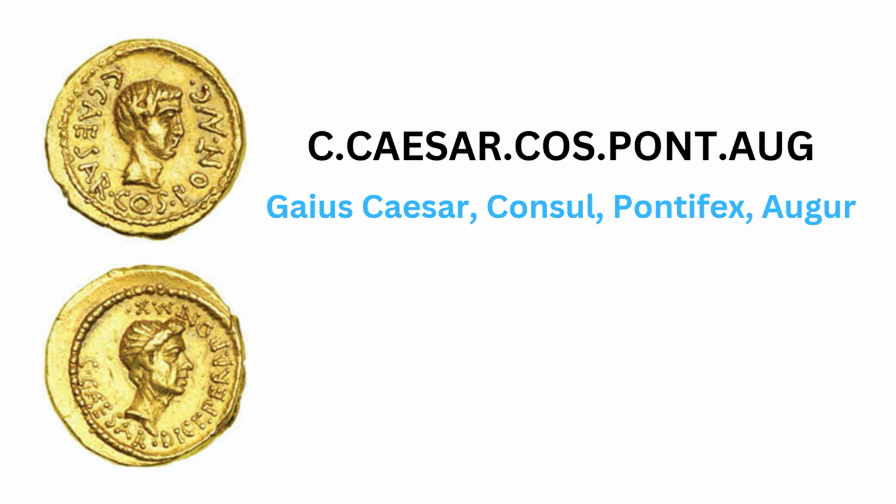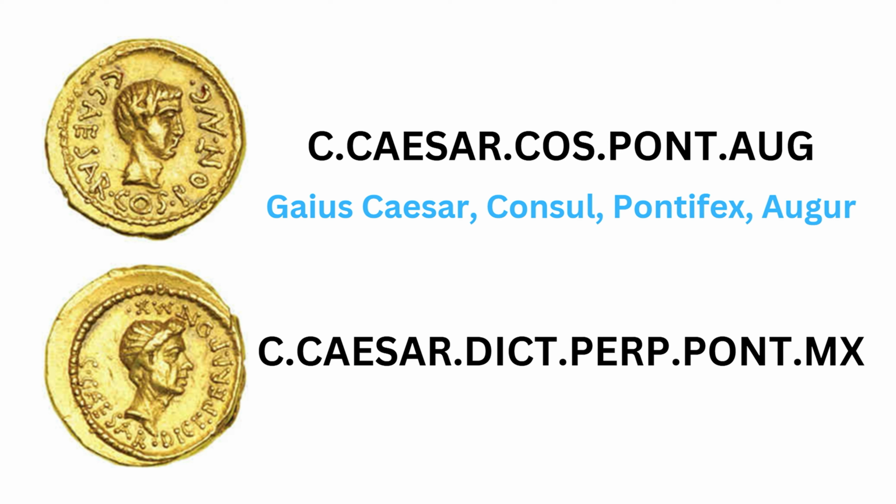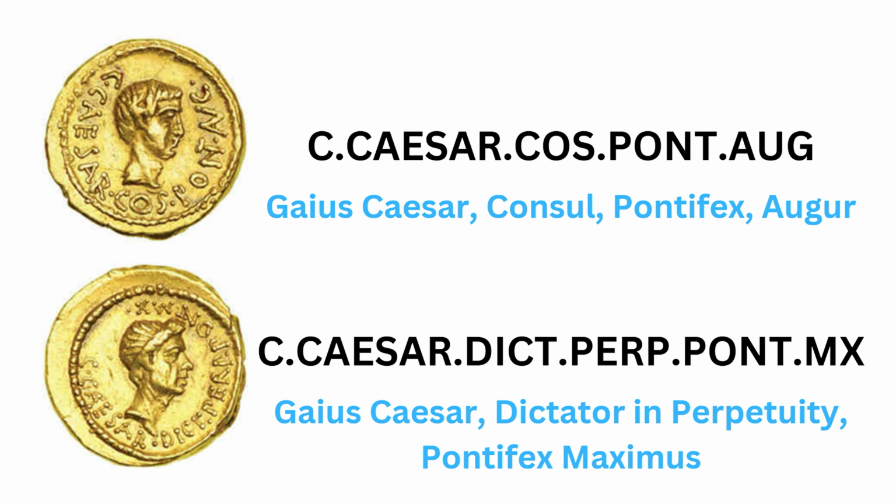And he's trying to show that he's very similar to Julius Caesar, which you can see from the inscription. On the obverse, we have Gaius Caesar consul pontifex augur, that's Octavian. And on the reverse, we have Gaius Caesar dictator in perpetuity pontifex Maximus, that's Julius Caesar. So Octavian here is showing how similar he is to his adopted father, but also his slight differences. Julius Caesar is a dictator, whereas Octavian, on the obverse, he is a consul. He's been elected to this position, so they're very different.